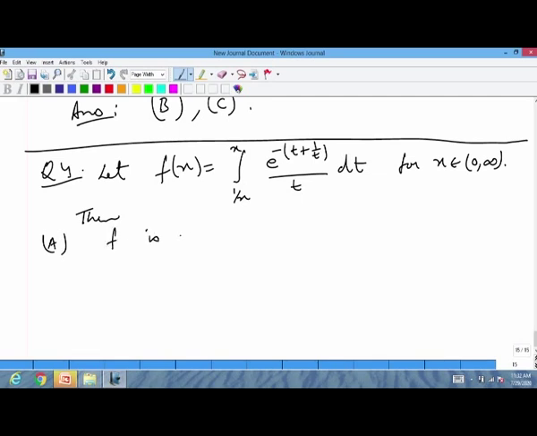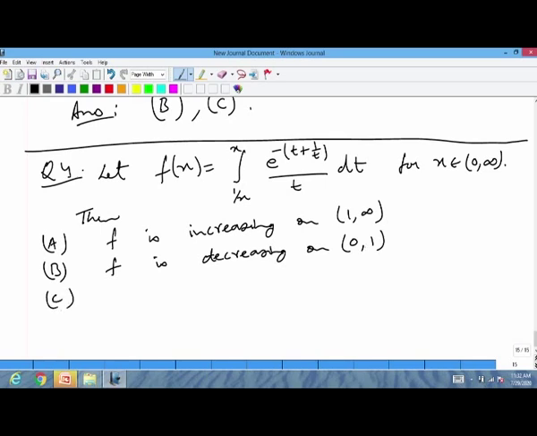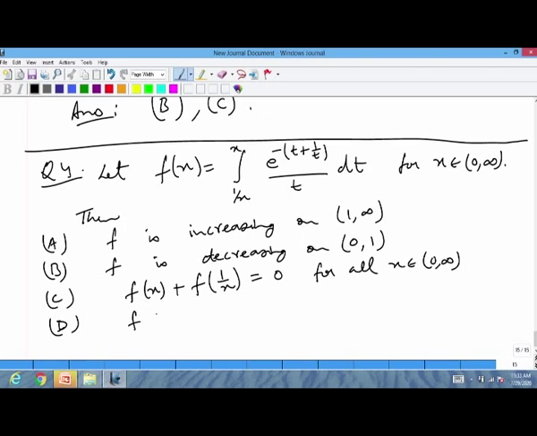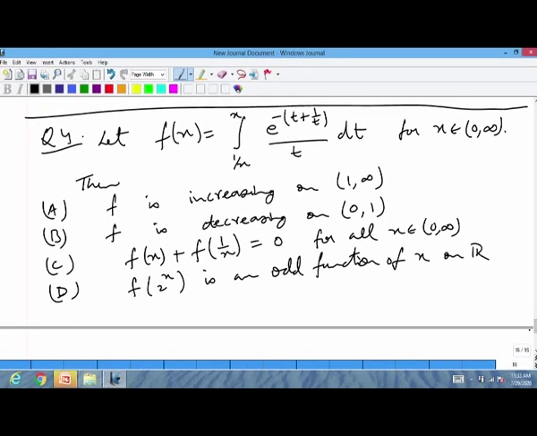A: f is increasing on 1 to infinity. B: f is decreasing on the interval 0 to 1. C: f of x plus f of 1 by x is equal to 0 for all x in 0 to infinity. And D option is: f of 2 to the power x is an odd function of x on R. So, here we are given f x as a definite integral, and then we have to find these options.